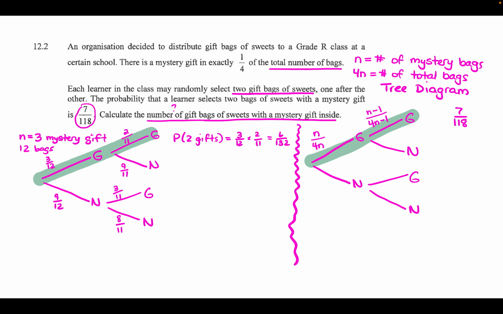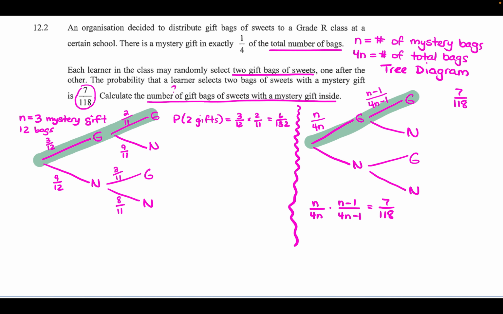So to solve this for n, we need to multiply those probabilities and set them equal to 7 over 118. Now we can simplify this by canceling those n's. We didn't even really need to bring those with us. And multiplying both sides by 4, so we can get n minus 1 over 4n minus 1 is equal to 28 over 118.